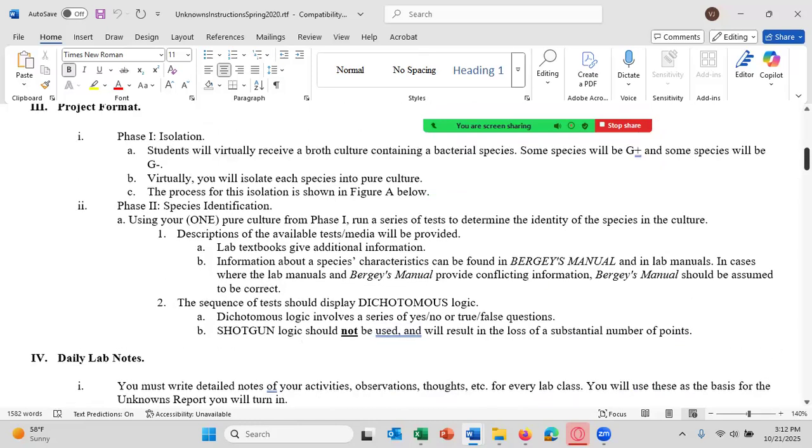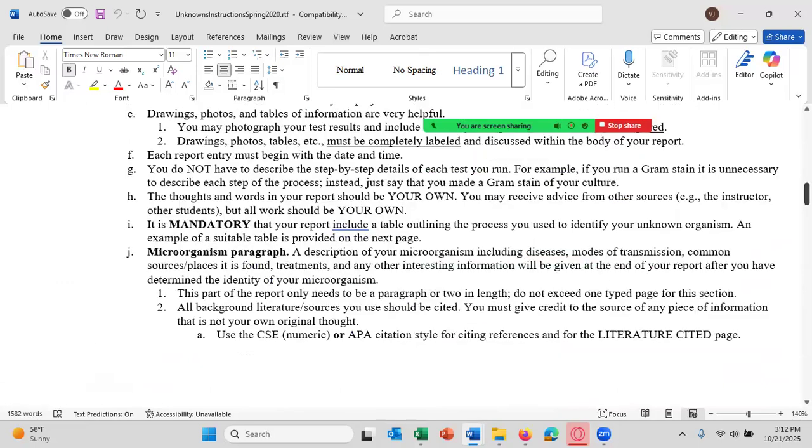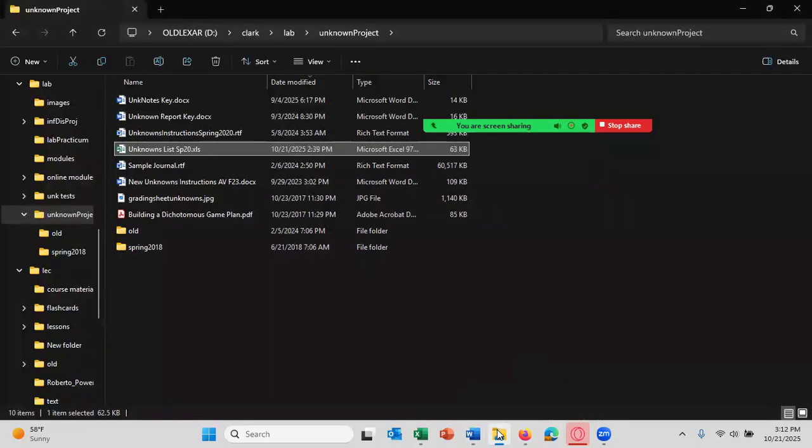If you request two tests at one time, you're not following dichotomous logic, you will get a penalty. I don't remember what it is. Let me go look up the grading here. I don't have it here. Let me look up the grading here.